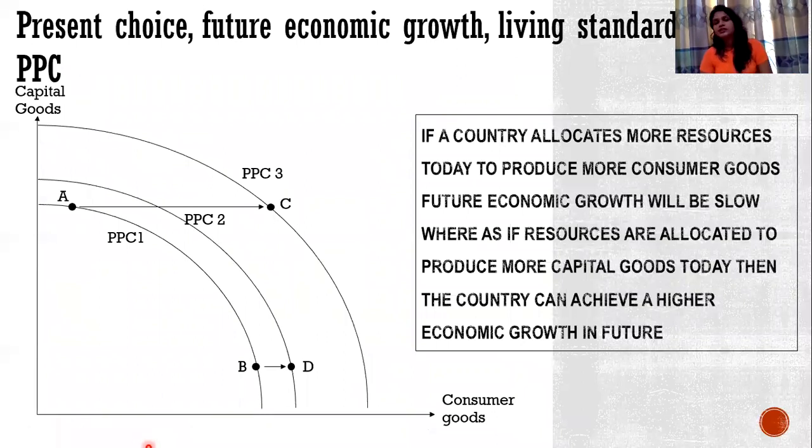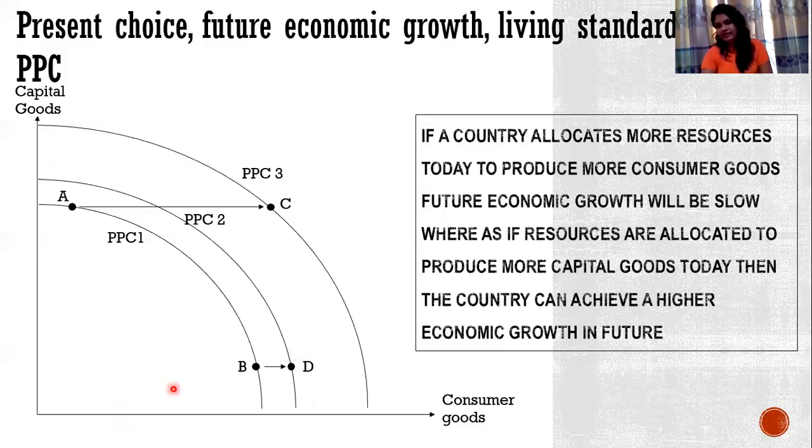Then comes present choice, future economic growth, and living standards. This is a possible area to be tested, and this has been tested in past paper questions as well. This says if the economy allocates more resources to produce capital goods than consumer goods, you are sacrificing your present living standards. But in future, you will be able to achieve higher economic growth and better living standards. It's easy to remember also.